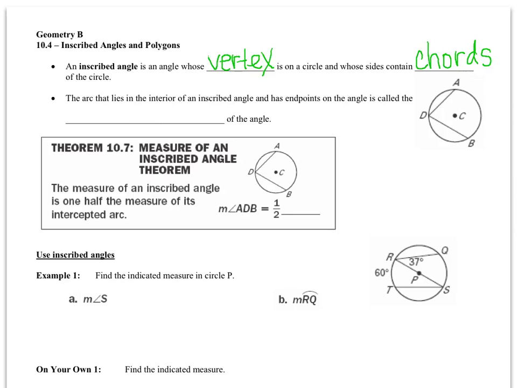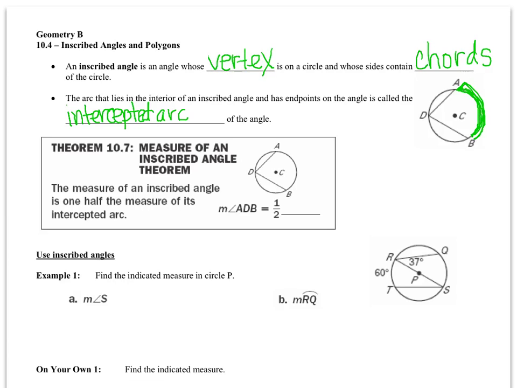The next one: the arc that lies in the interior of an inscribed angle and has endpoints on the angle is called the intercepted arc of the angle. So the arc that lies in the interior of an inscribed angle, that would be this right here, and it has endpoints on the angle, is called the intercepted arc. So this green arc right here, there's my intercepted arc.